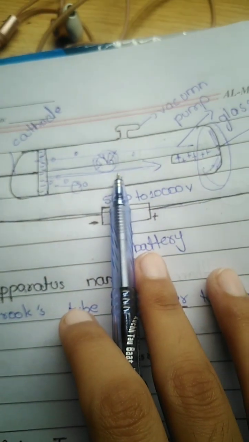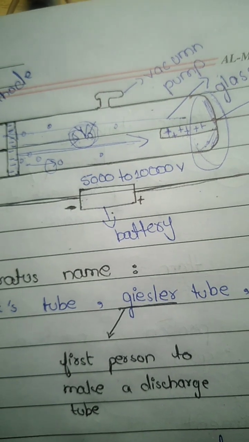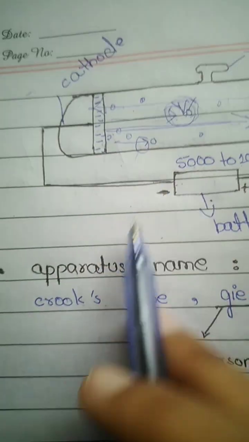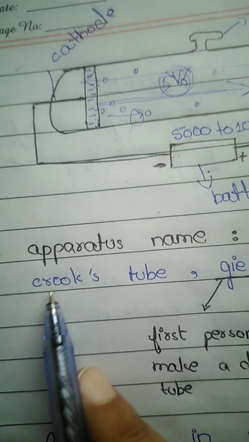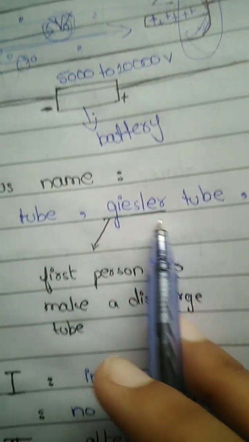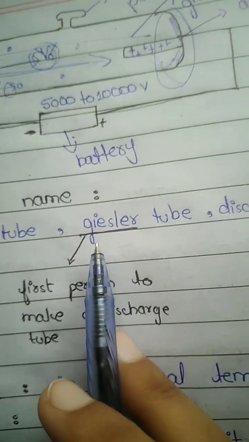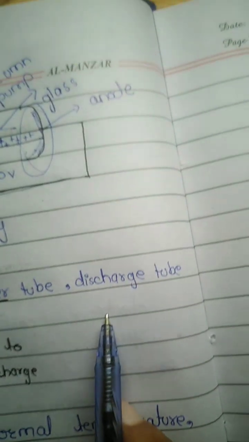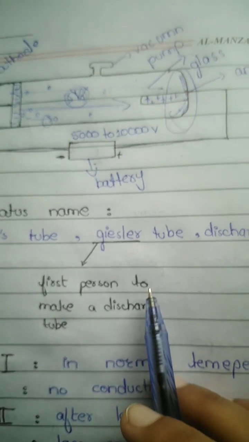Now the apparatus is named after its founders. Let's talk about the founder, William Crookes. He named this apparatus with his name, Crookes tube. Another name is Geissler tube. He was the first person to make the discharge tube, so he named the discharge tube with his name, Geissler tube. And the third name that we are familiar with is discharge tube. And that's all about today's lecture.